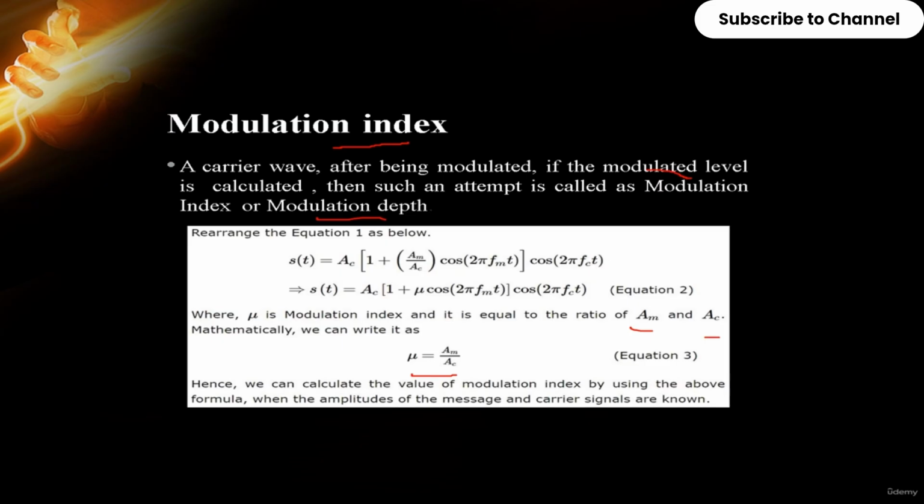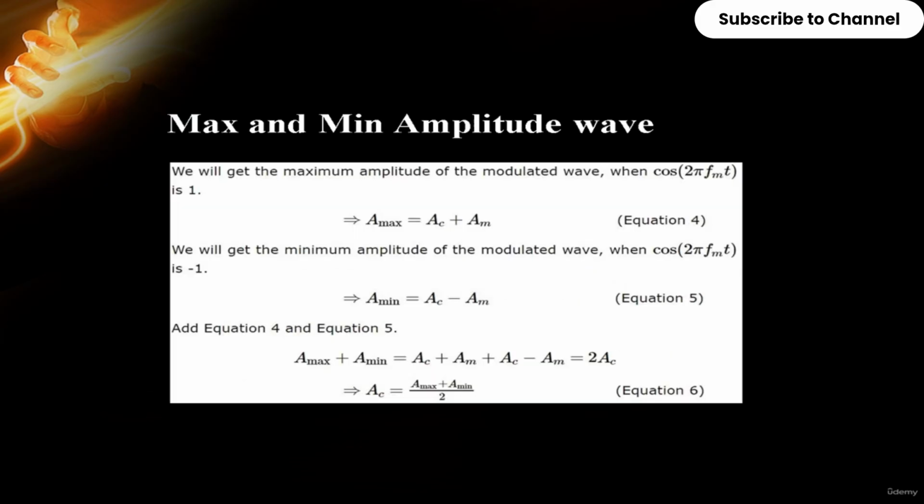So this is the modulation index for the frequency modulation. And how to calculate the maximum and minimum amplitude of the modulated wave is with the help of a formula. The maximum amplitude is calculated with the carrier signal amplitude AC and AM. We add AC with AM, and we will get the maximum amplitude.